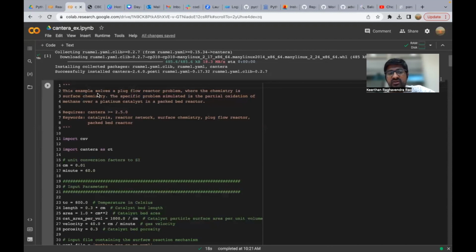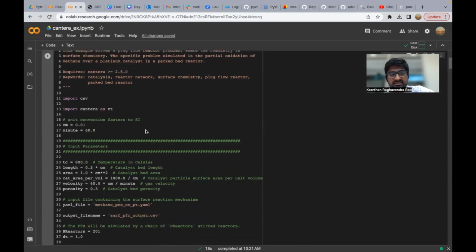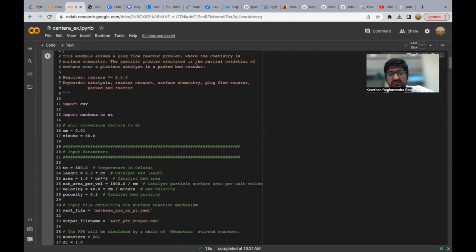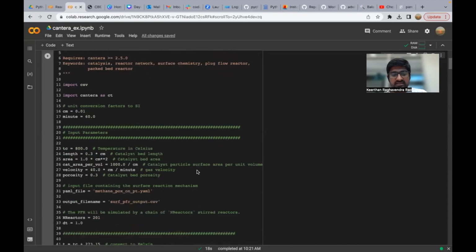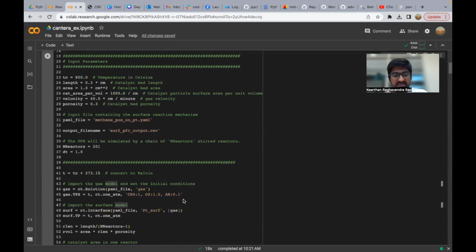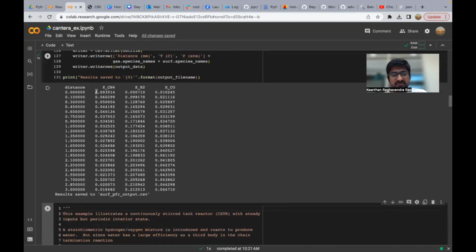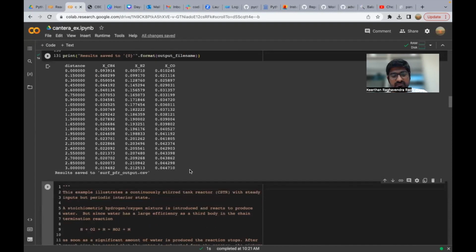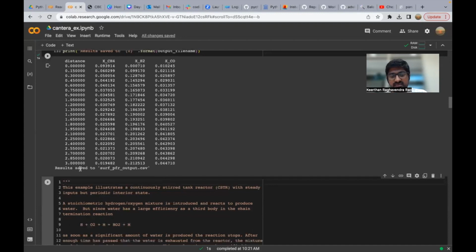This particular example is for solving a plug flow reactor problem, which involves surface chemistry. Specifically, this problem is for the partial oxidation of methane over a platinum catalyst in a packed bed reactor. When we quickly run this cell, it gives distance versus the concentration of methane, hydrogen, and carbon monoxide. This is really good information for us. It also says results have been saved to this particular CSV file.